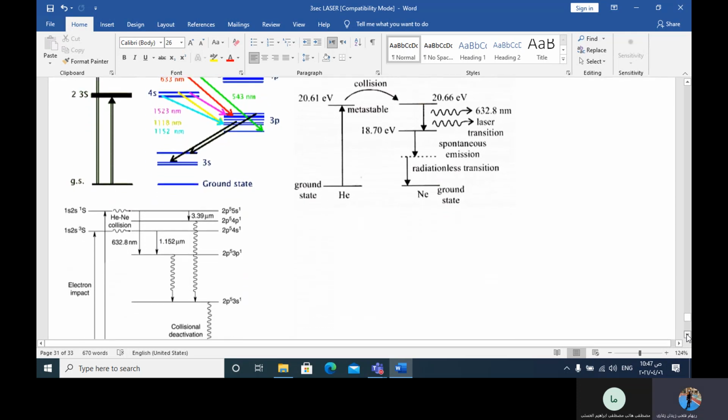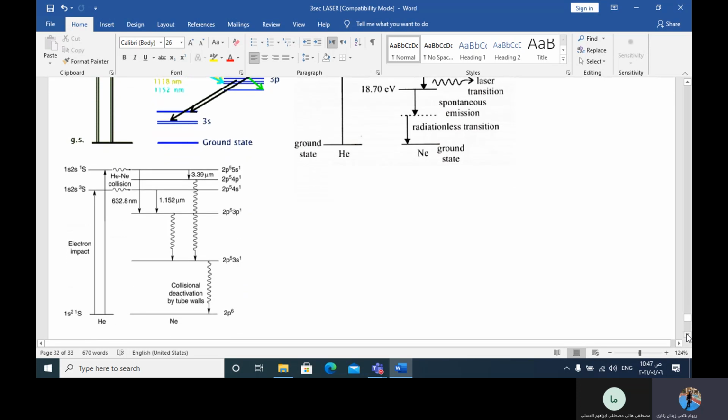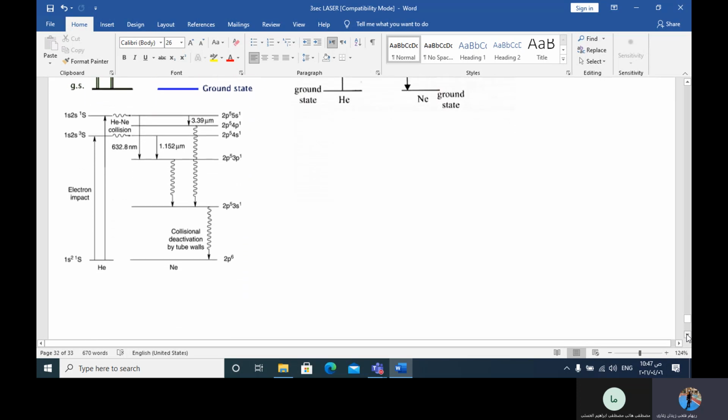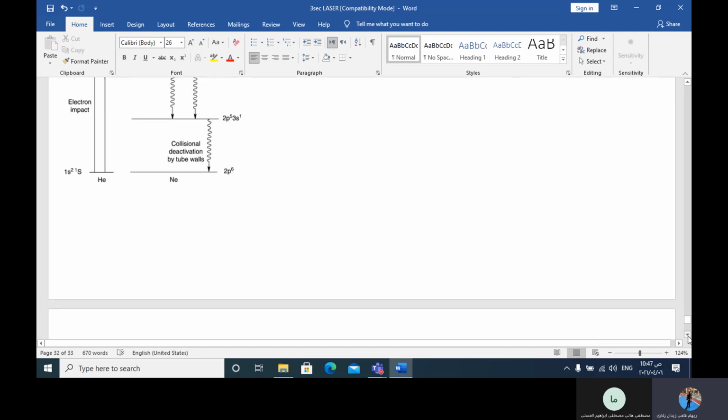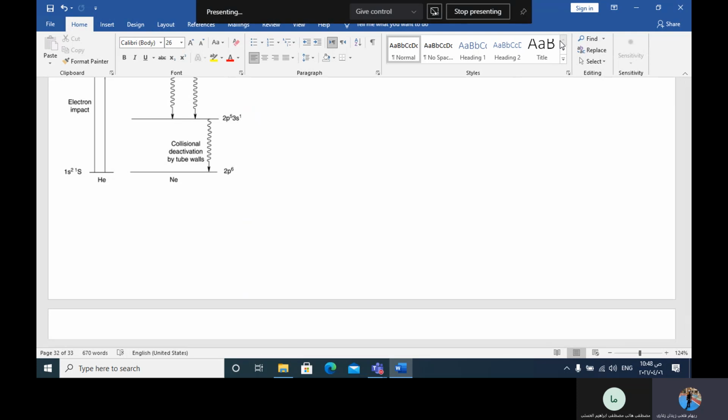So this is how the helium-neon laser is produced. And next time we'll talk about applications of laser, mainly holograms and so on, some of the most important applications of laser. By this we come to the end of our lesson for today.